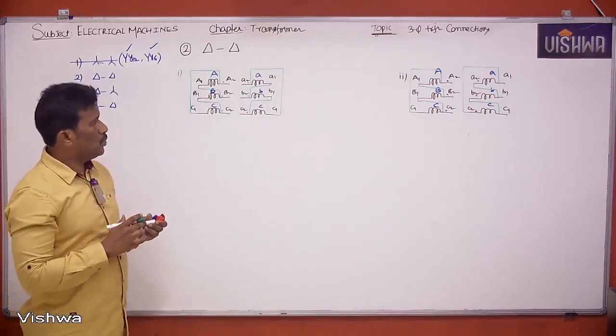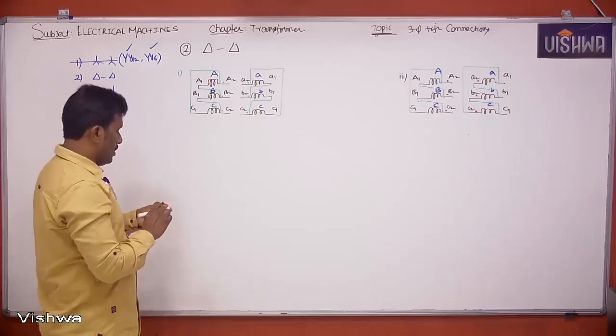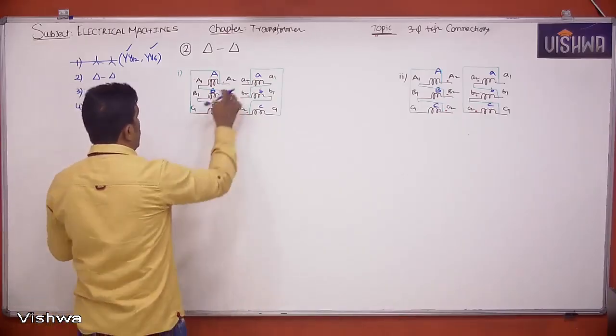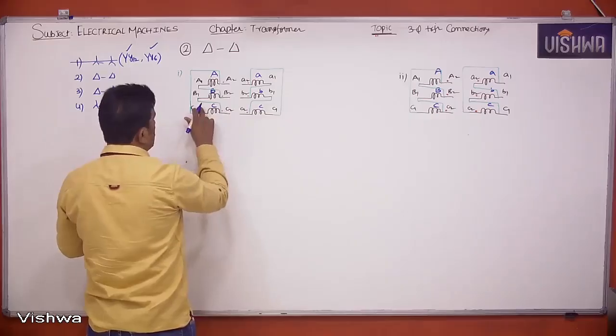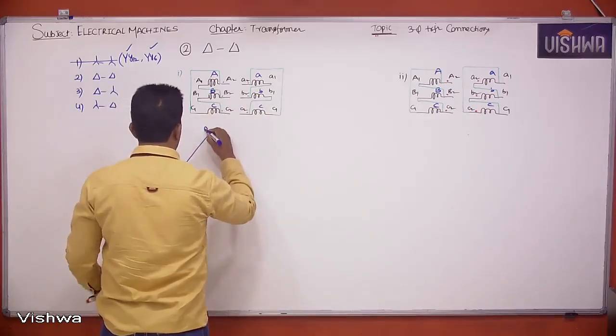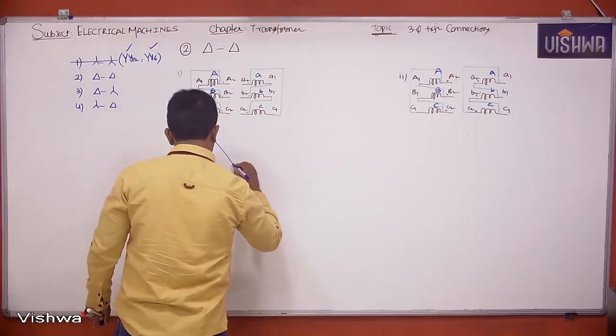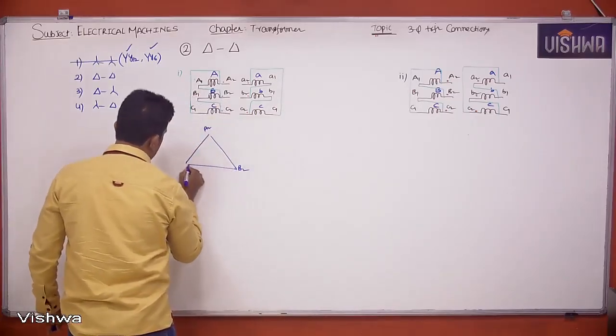Now these are the two cases we are having in a delta connection. We'll explain, just listen carefully. So here the primary is in delta. So actually this is a delta connection. This is A2, B2, and C2.